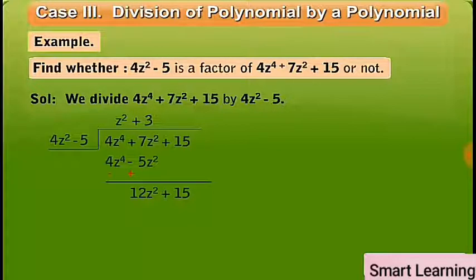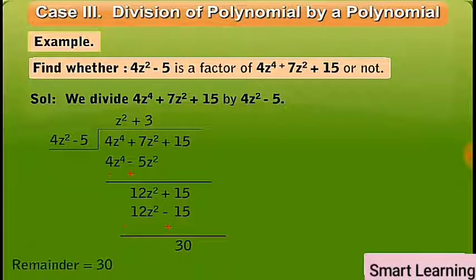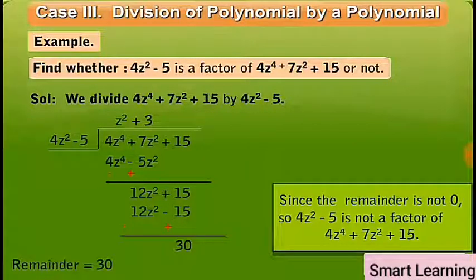Now in quotient's place we will write plus 3. Multiplying plus 3 with 4z square minus 5, we get 12z square minus 15. Changing the signs, 12z square gets cancelled with minus 12z square and 15 plus 15 is equal to 30. Therefore, we get a remainder of 30 here. Since the remainder is not 0, so 4z square minus 5 is not a factor of 4z to the power 4 plus 7z square plus 15.